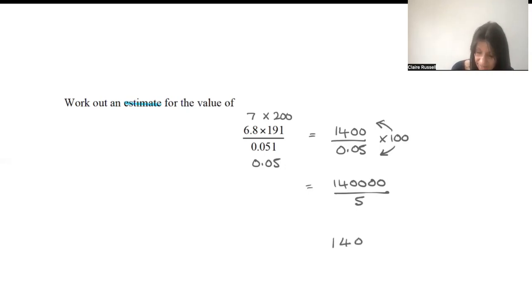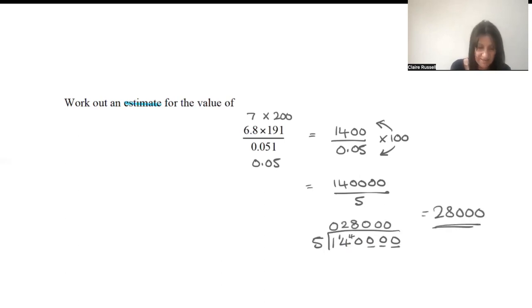So I've got to divide, and if I've got to divide, I've got to use my bus shelter because it's non-calculator. So 5s into 1 don't go. So that carries over. And now I've got 5s into 14. So 5s into 14 go 2, remainder 4. 5s into 40 go 8 exactly. And then I've got 1, 2, 3 zeros to bring up. So my answer is 28,000.